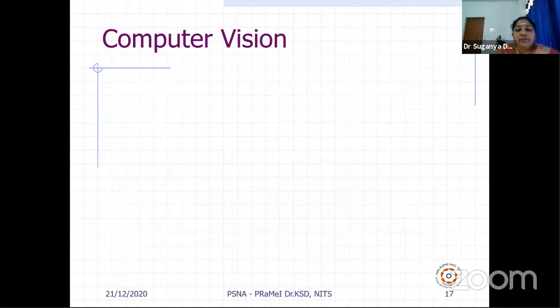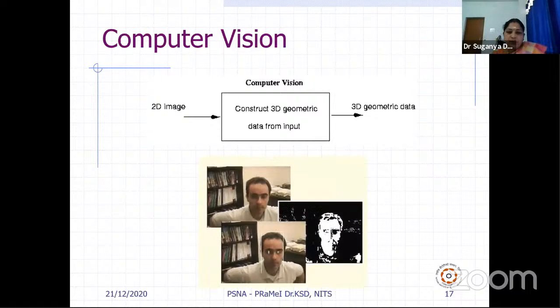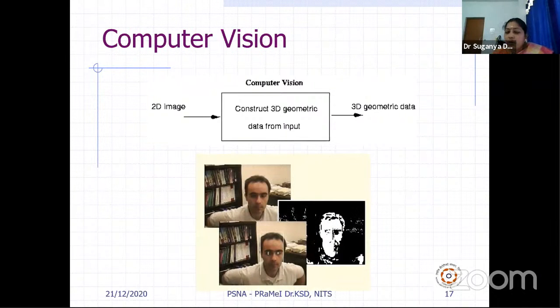And in computer vision, I'll be getting the 2D image, and this might be the opposite of computer graphics. That is, construct the 3D geometric data from the input. So the output will be 3D geometric data. Say for example, this is computer vision: I am taking the 2D image, doing the operations, and I'll be getting the 3D geometric data.